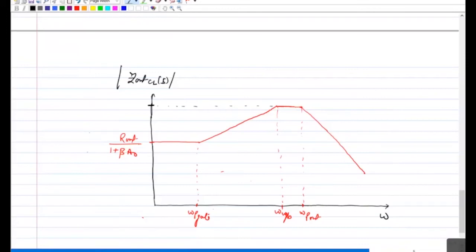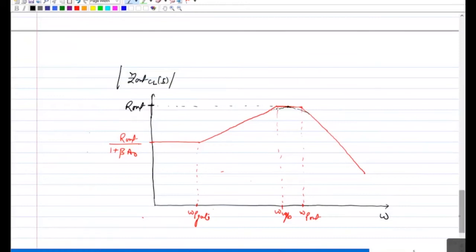Even if you take the real one, you will have a roll off here around omega UGB. But at higher frequency, what will happen? It will hit the peak. So what is the peak value? That's what I'm asking. Can we tell the peak value? That will be R out. Yeah, that will be R out.